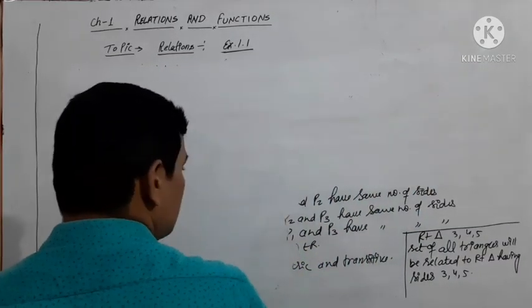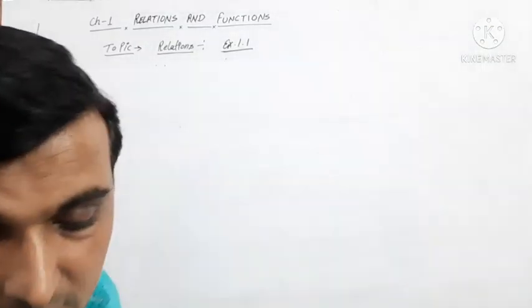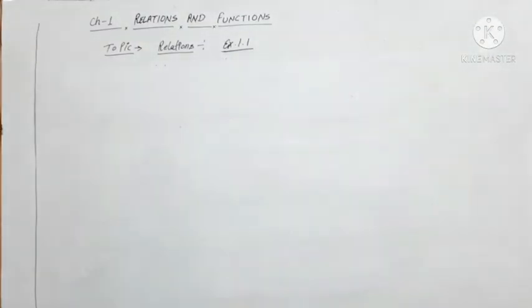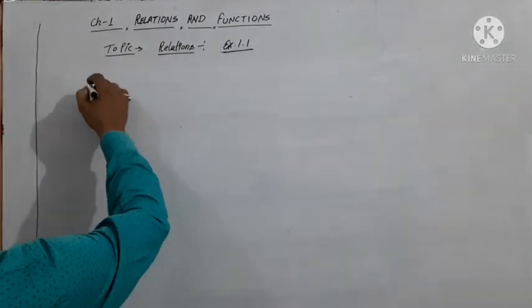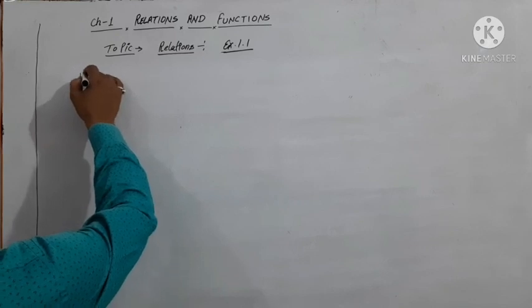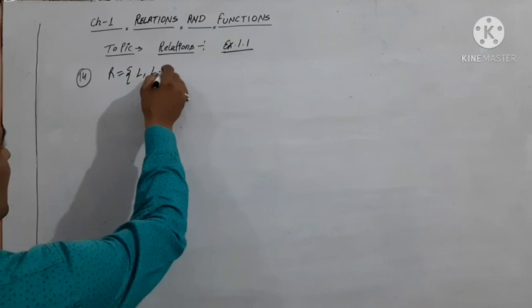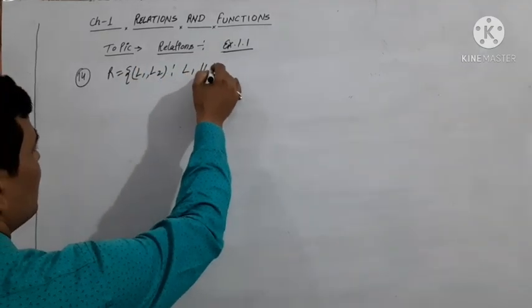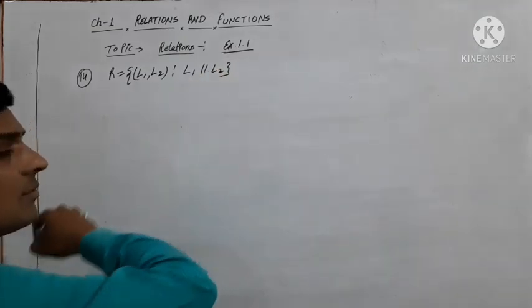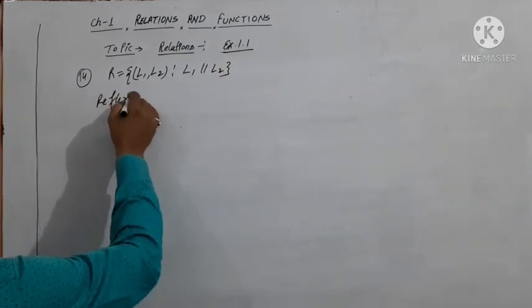See what is the question. In question number 14, it is given that L is the set of all lines in XY plane, where relation R is defined as L1, L2 such that L1 is parallel to L2. बहुत इजी क्वेश्चन है बेटा ये. देखिए मैं कर रहा हूँ उसको रिफ्लेक्सिव.